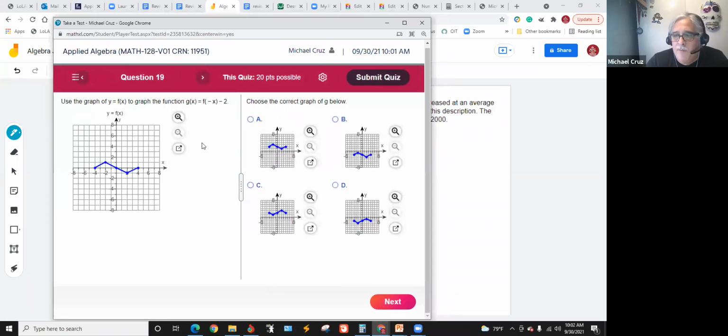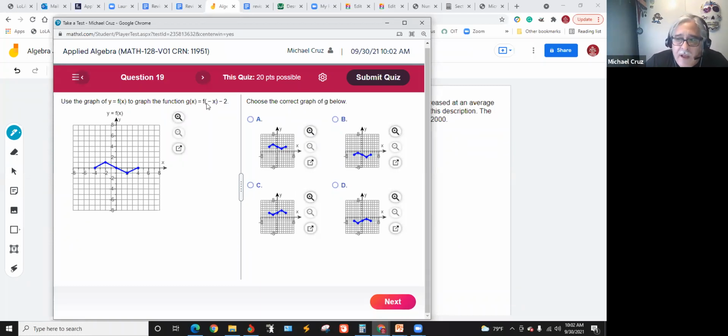Use the graph of f of x to graph the function f of negative x minus 2. So this right here is going to be that couple of transformations. All right. So f of x looks like this. First of all, it's got a negative 2 on the outside of the function. So what that's doing is it's moving it 2 spots down. So we can leave out A and C because it's outside the function. So the negative sign is true. It's pulling it down by 2.